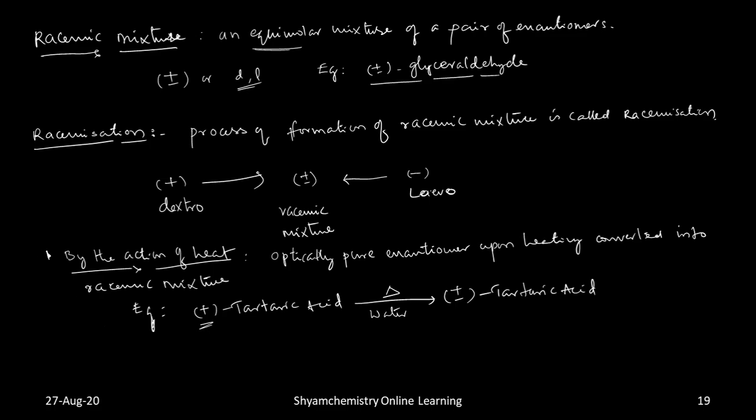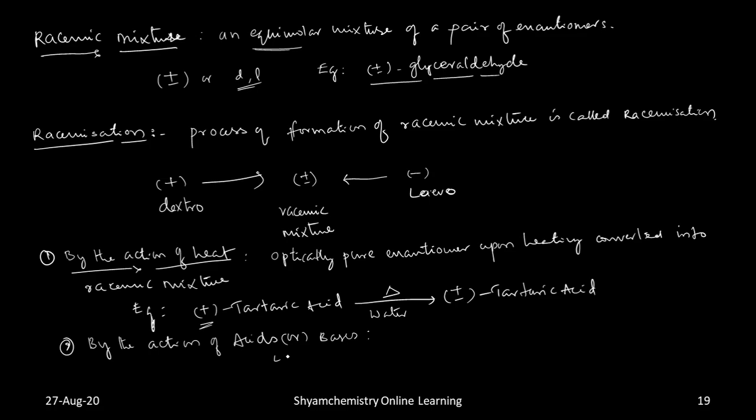Second process, by the action of acids or bases. Okay. If we add acid or base to the optically pure compound, that is converted into a racemic mixture.